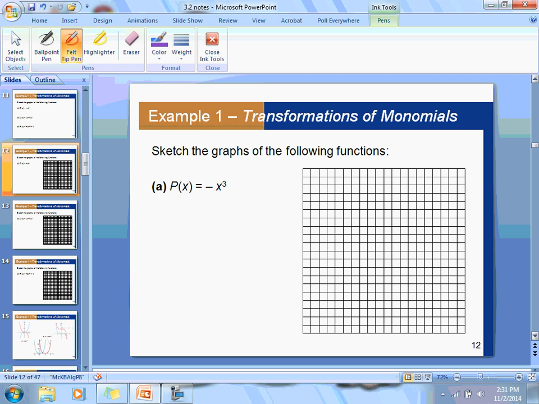Now, x to the third, we saw that on the previous slide. It's one of those graphs that kind of has a little bump to it. It starts on the left, and then it goes up, and as you go to the right, you hit the little bump, and then you keep going up further as you go to the right. Okay, but this function is a negative x to the third.